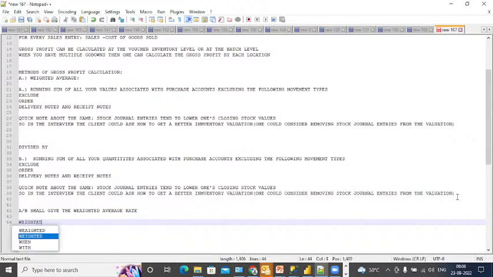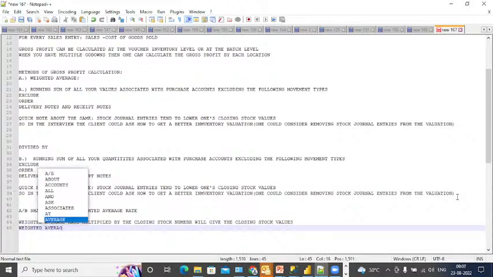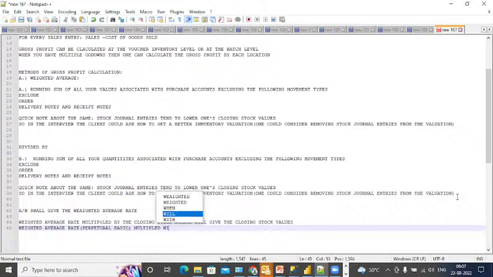Now this weighted average rate multiplied by the closing stock number will give the closing stock value, right? The weighted average rate calculated on a perpetual basis, multiplied with the sales quantity, shall give the cost of goods sold.